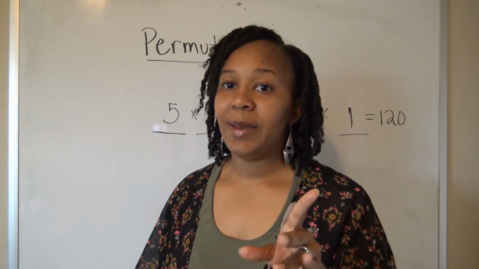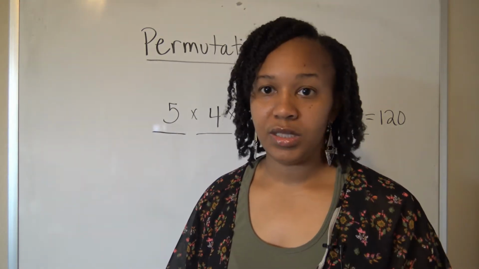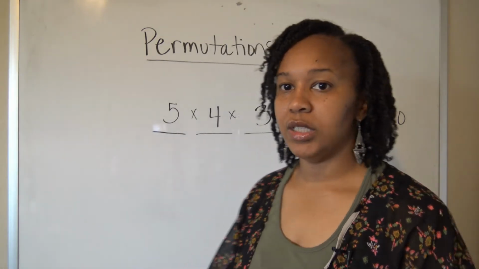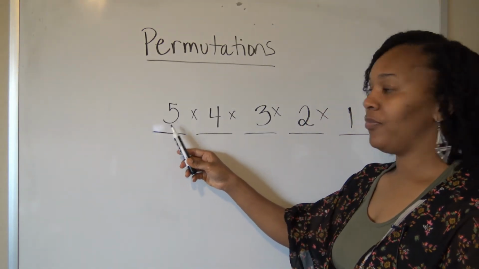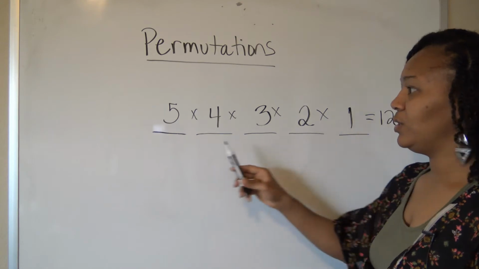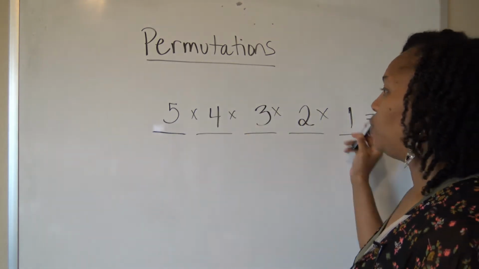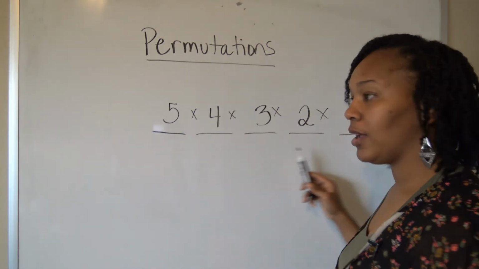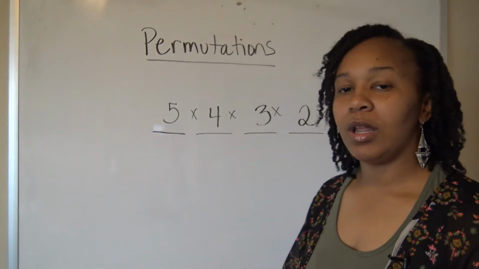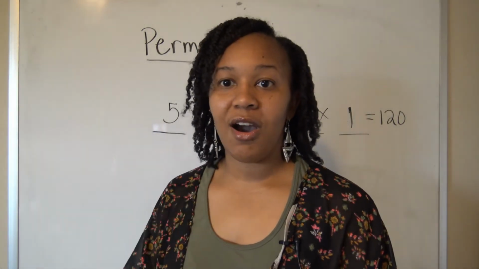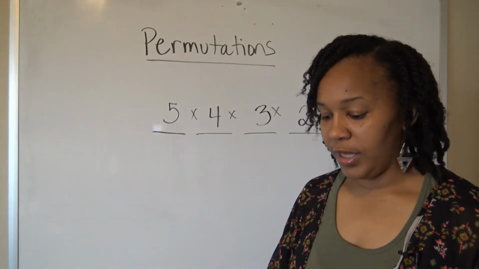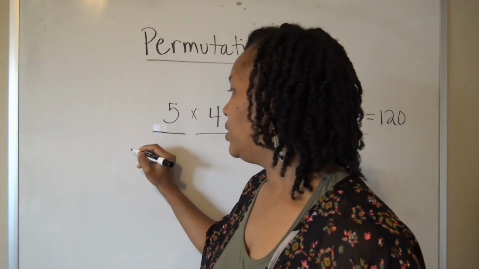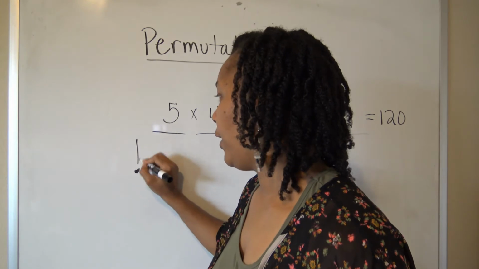So now I said that because that leads into one of the things we need to talk about before we can get to permutations. So anytime you multiply a number and every number less than it, so you see we did 5, 4, 3, 2, 1, it's like a countdown, but you're multiplying all of those. In mathematics, that's called a factorial.